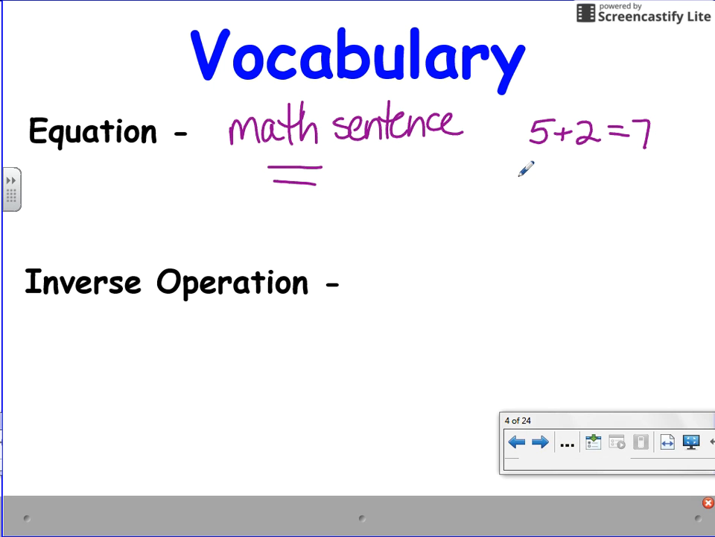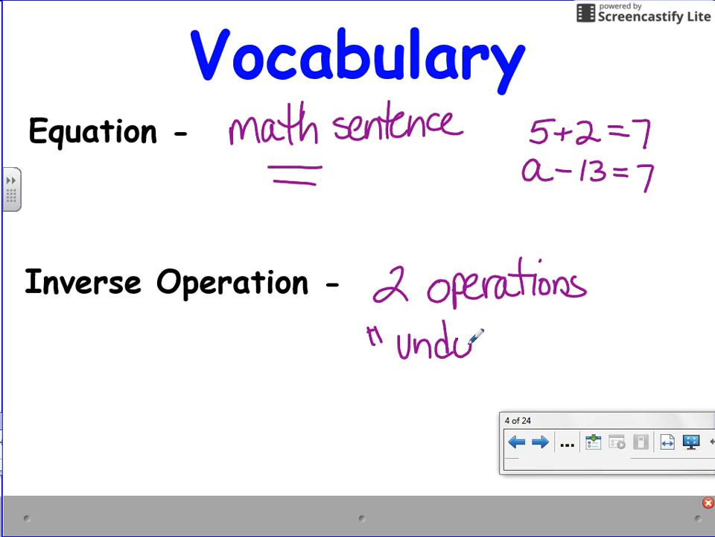Today, what we're really going to focus on is something more algebraic. So we might have something like a minus 13 equals 7 or something like that. And we're going to work on the process to solve these. In order to do that, we need to talk about something called inverse operations. What inverse operations are is, and usually we have 2 of them that we take together as pairs, and we say they are 2 operations and that they undo each other. Okay? Undo each other.